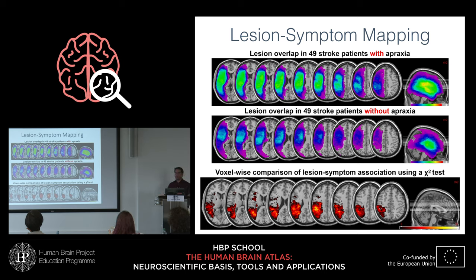What's the advantage, and I think the critical role of lesion symptom mapping up to today? The critical aspect is that it can show necessity.